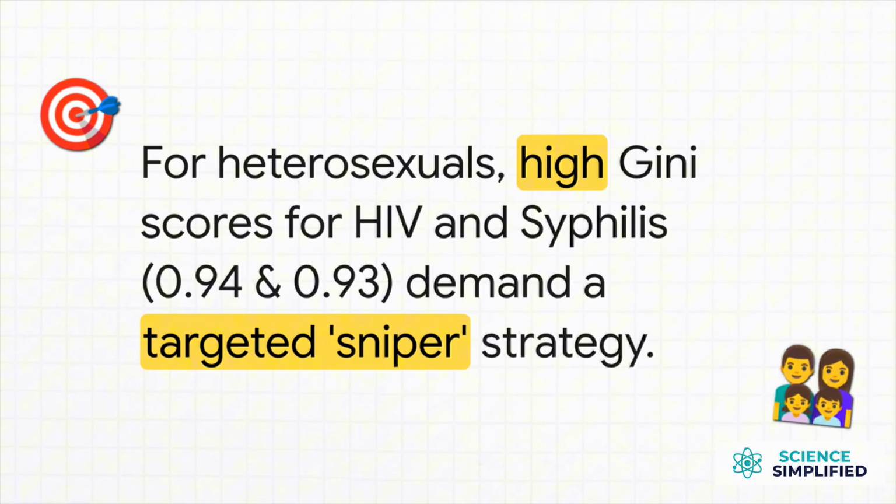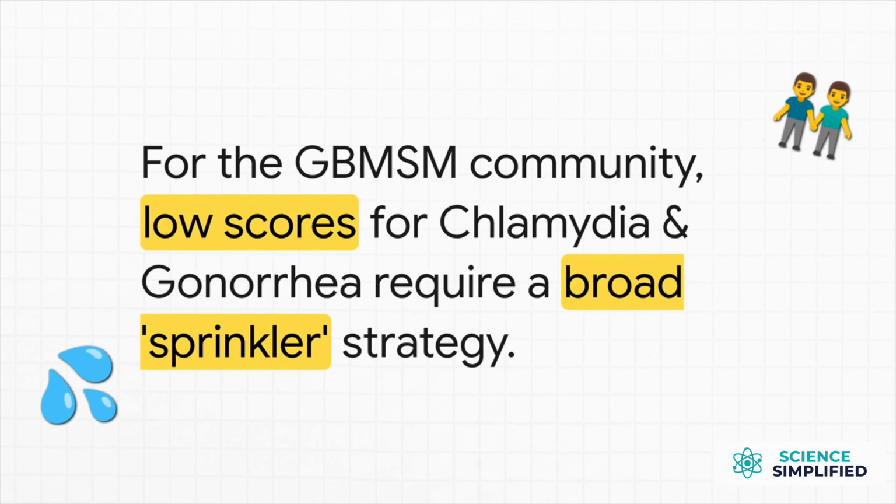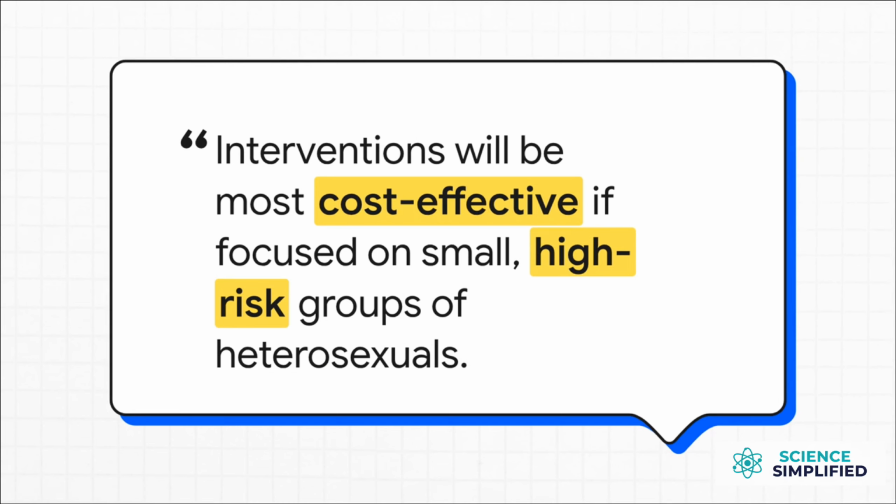So let's apply this. For heterosexual men and women, those crazy high 0.9 scores for HIV and syphilis, we're talking over 0.9, that's a flashing red light. The most effective, most cost-efficient strategy is a sniper approach. Focus your resources on finding and helping those very specific, high-risk individuals. In complete contrast, for the GBMSM community, those much lower Gini scores tell a totally different story. The infections are more evenly distributed. So the best strategy is the sprinkler, widespread screening programs and interventions that reach the whole community, not just one small part of it.